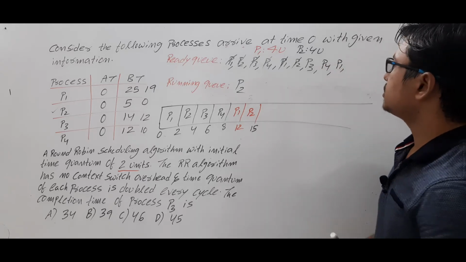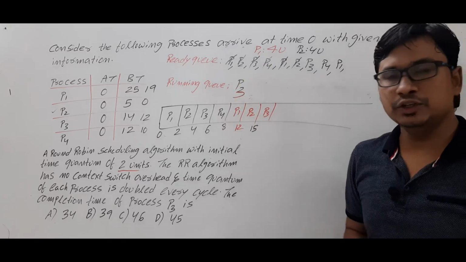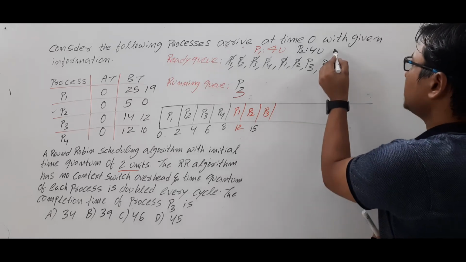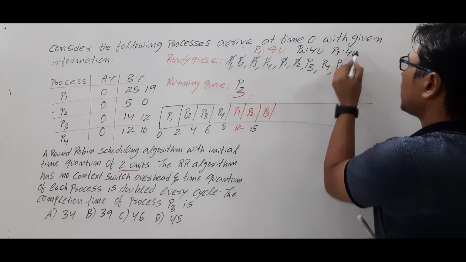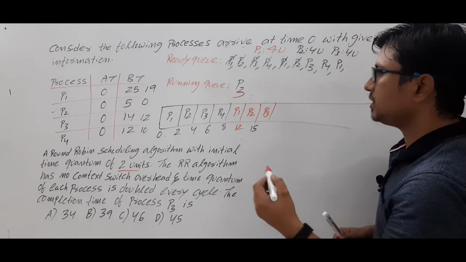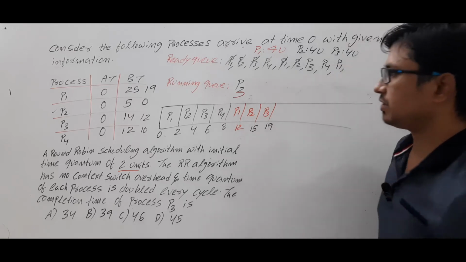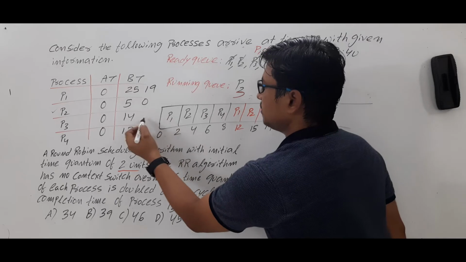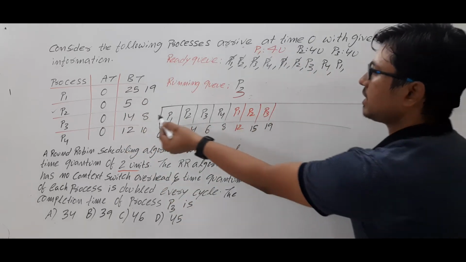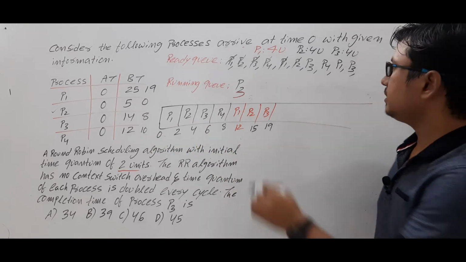Is it clear? So now process P3 will be scheduled to the running queue. Even process P3 has completed one cycle, so its time quantum will be doubled and it will become 4 units of time. So now process P3 will also run for 4 units of time. At 19 units of time, its remaining burst time will be 8 units. Are you able to understand? As it has remaining burst time, it will be sent to the ready queue.